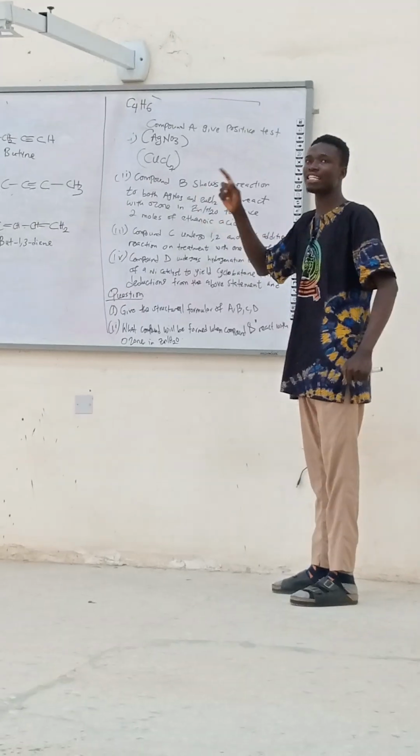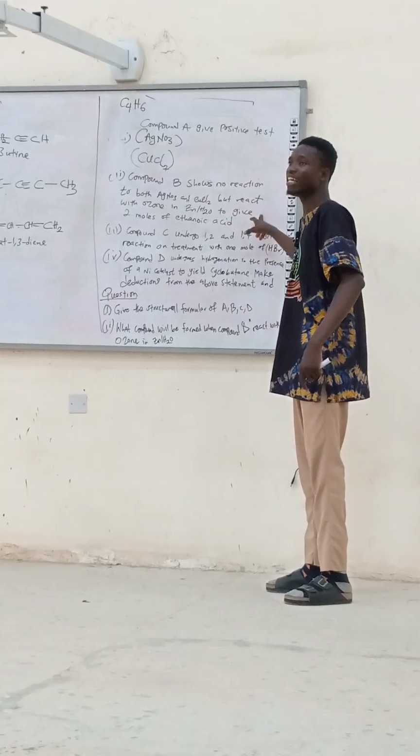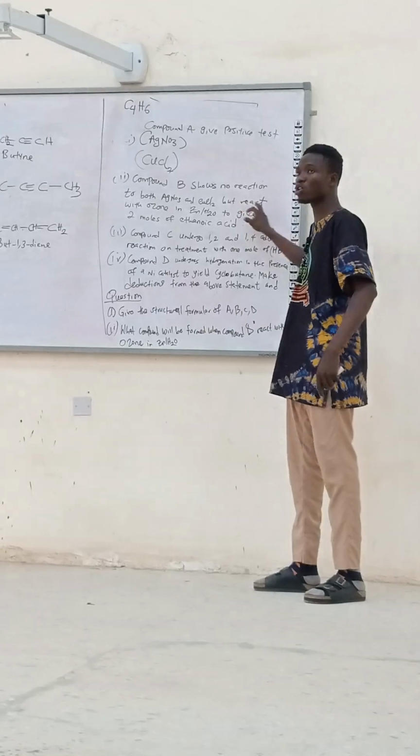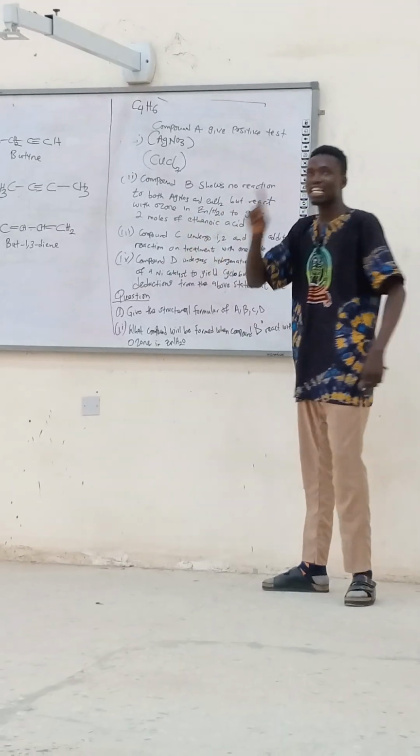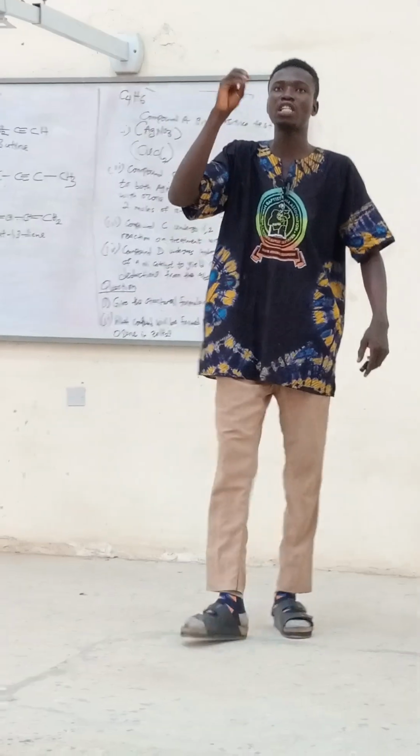Now, another thing you can use to get B is that they said B reacts with ozone to get 2 moles of ethanoic acid. Ozonolysis can also go for alkyne, I had forgotten that. If you perform ozonolysis for alkene, you are going to get alkanal or alkanone. But if you do ozonolysis for alkyne, you are going to get alkanoic acid.